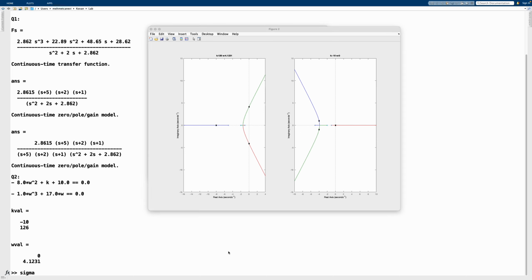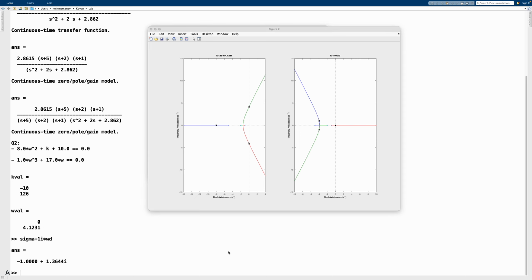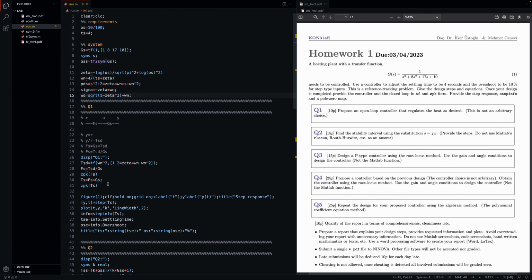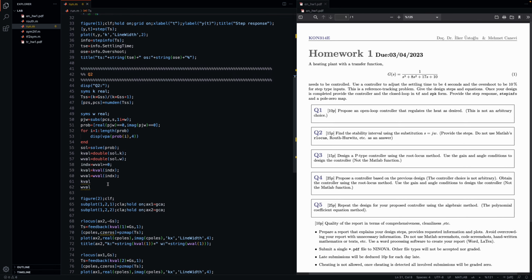So sigma plus 1i times omega d is also going to be the closed loop pole, or is going to be satisfied by the closed loop polynomial. What you can do is substitute this instead of s and solve for the real and imaginary part equal to 0 simultaneously, and go down the route in order to come up with a controller that assigns the poles to this point. But this is extra info, you should look into it, but I'm not going to do it here, so that's on you.